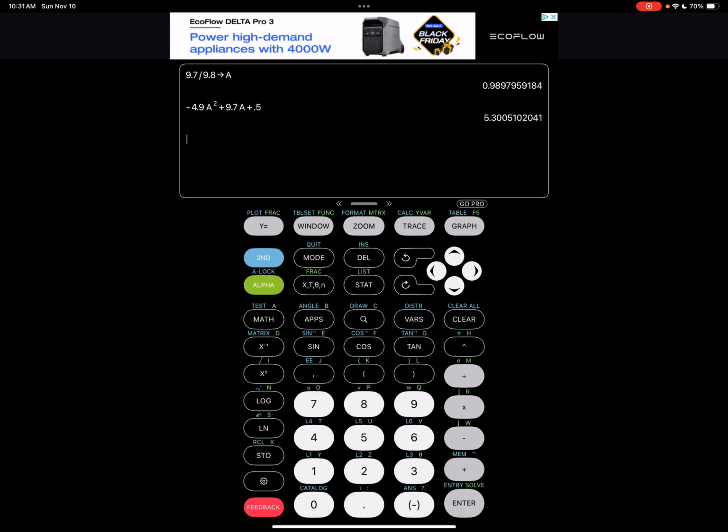Also, it looks like we can get a power high demand appliances with 4,000 wattage on Black Friday sale. I don't need that.